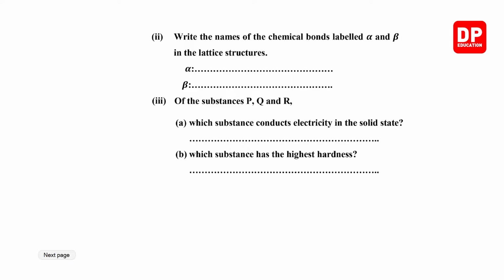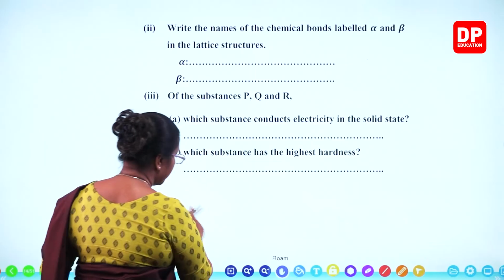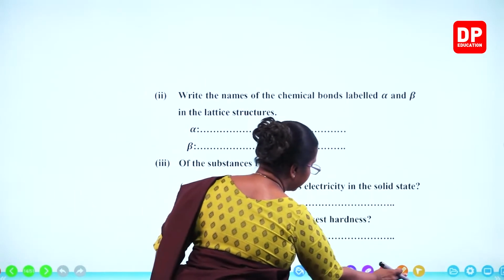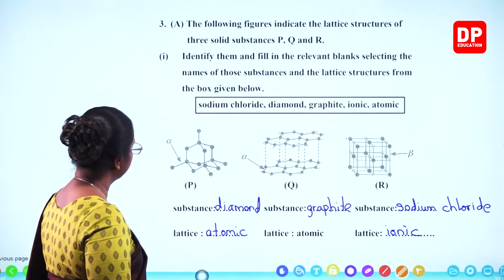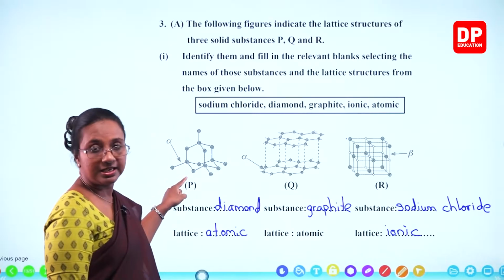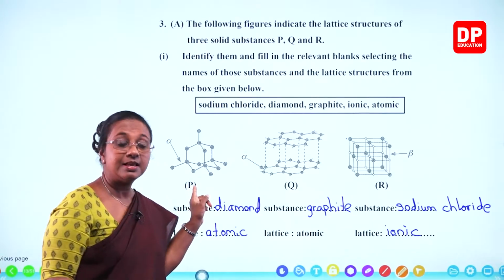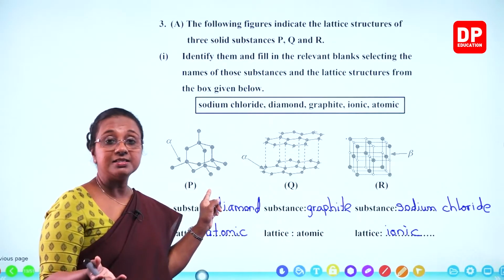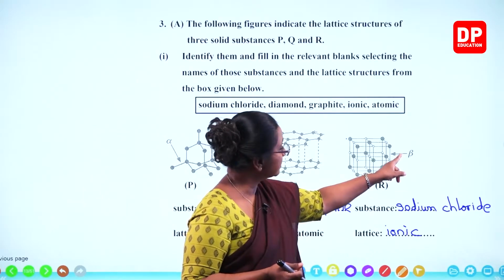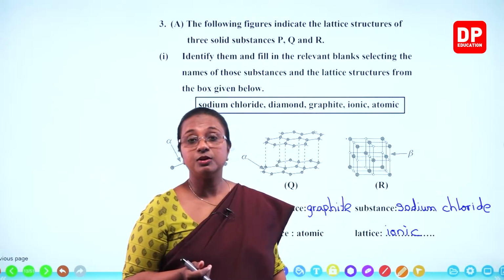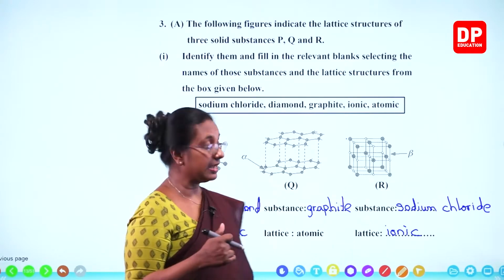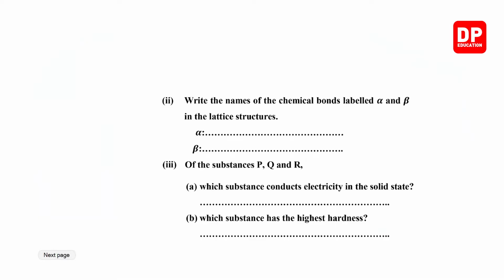Part 2 of the same question. Write the names of the chemical bonds labeled alpha and beta in the lattice structures. So we have already identified the alpha and beta. Just to confirm, here you can see alpha in diamond, alpha in graphite. So you know it is the atomic lattice. Between carbon atoms there is a covalent bond. Then beta is between sodium and chloride ions. So it is the ionic bond. So here alpha is covalent bond.